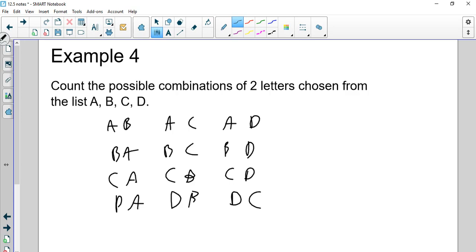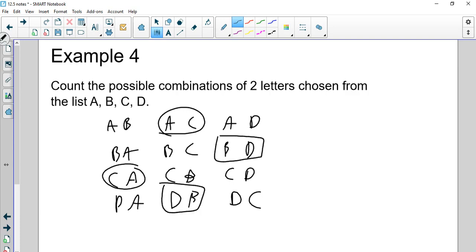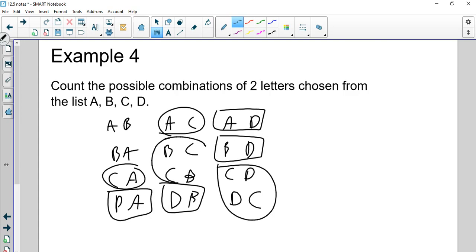But if order doesn't matter, we don't want the repeats. And see, we have AC and CA. We have DB and BD. We have DA and AD. DC and CD. BC and CB. And BA and AB. So those are all repeats. So even though there's 12 possibilities, half of them are double. So that gives me 6.